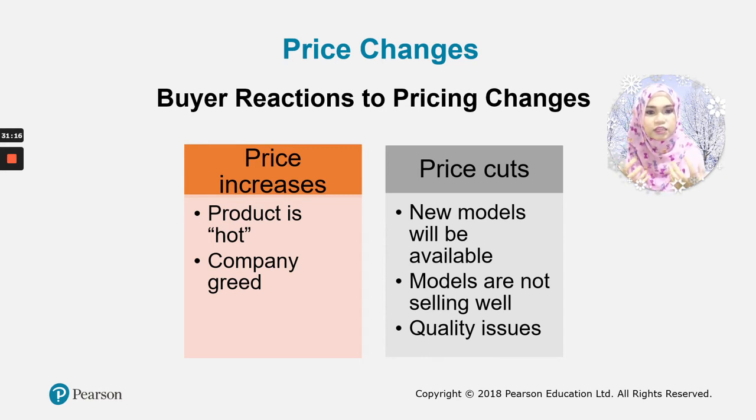The customer will normally think that there will be new models coming soon. Or some of the buyers might think that the product is actually not selling well, that's why they give some discount so that they can sell off some of the products. Or there must be something to do with the quality deteriorating, or things getting not up to expectation, so people might think that because it's not that good, that's why the price can be reduced. So these are just reactions of the buyers, not necessarily true.